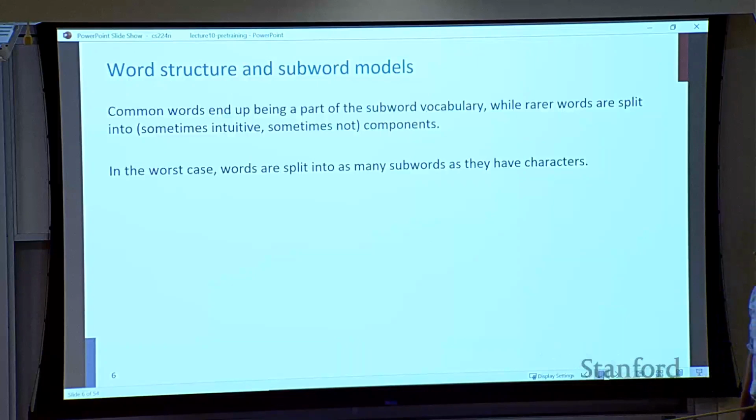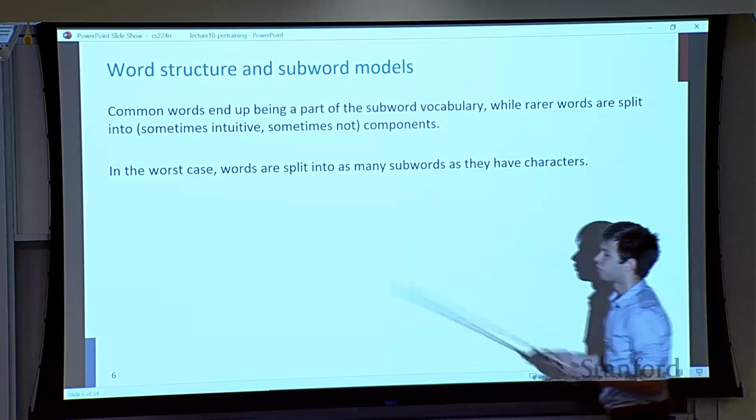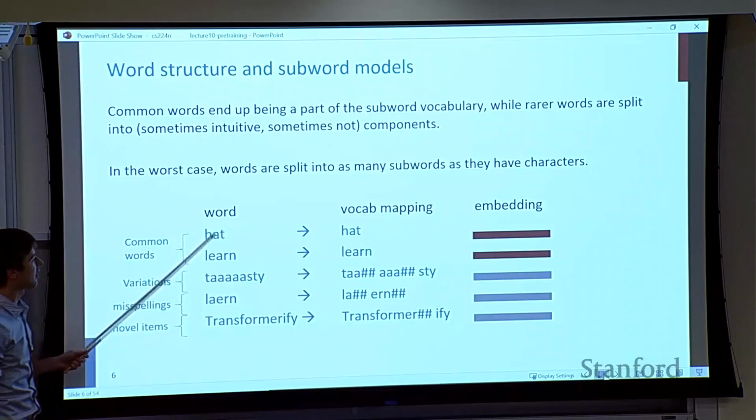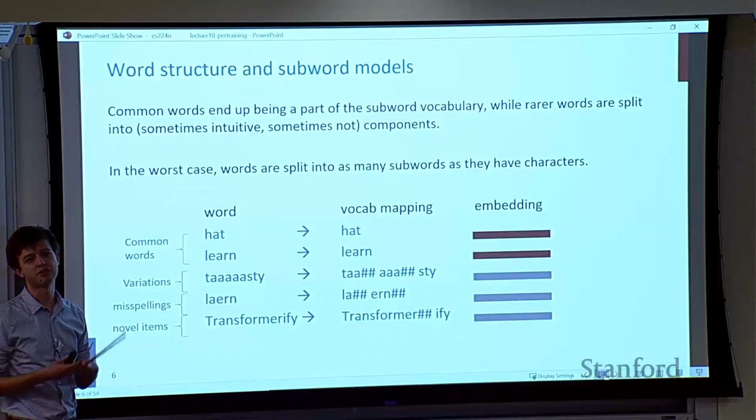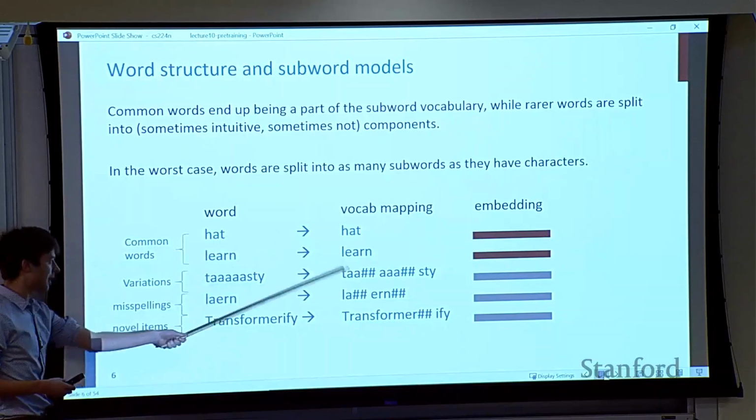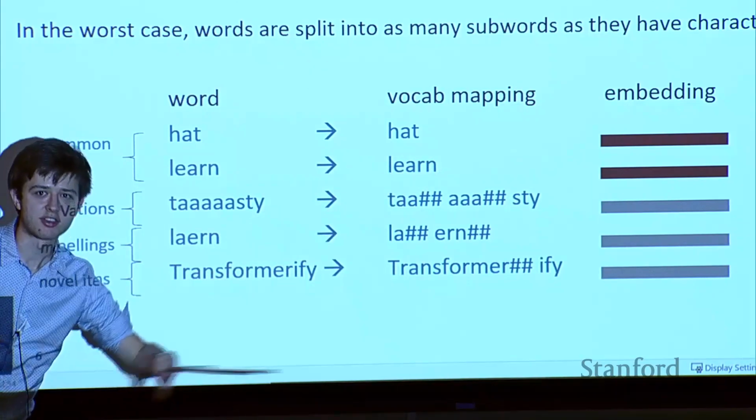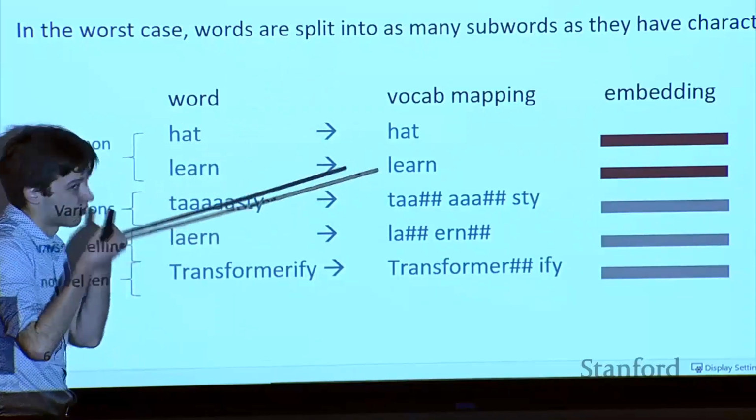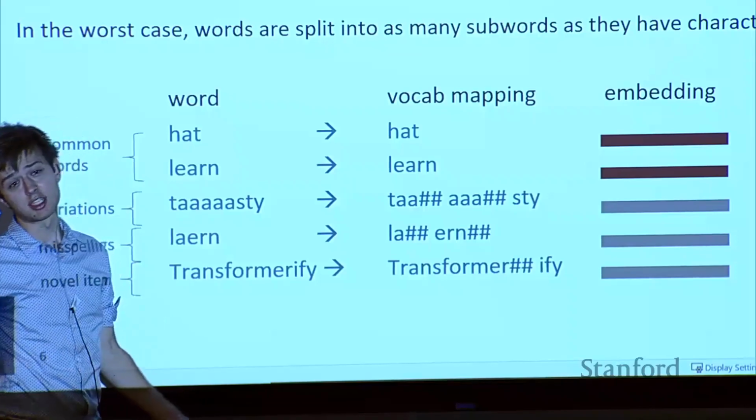So if we go back to our examples of where word-level NLP was failing us, then you have hat mapping to hat, because that was a common enough sequence of characters that it was actually incorporated into our subword vocabulary. And then you have learn mapping to learn, so common words, good. And that means that the neural network that you're going to process this text with does not need to combine the letters of learn and hat in order to derive the meaning of these words from the letters, because you can imagine that might be difficult.